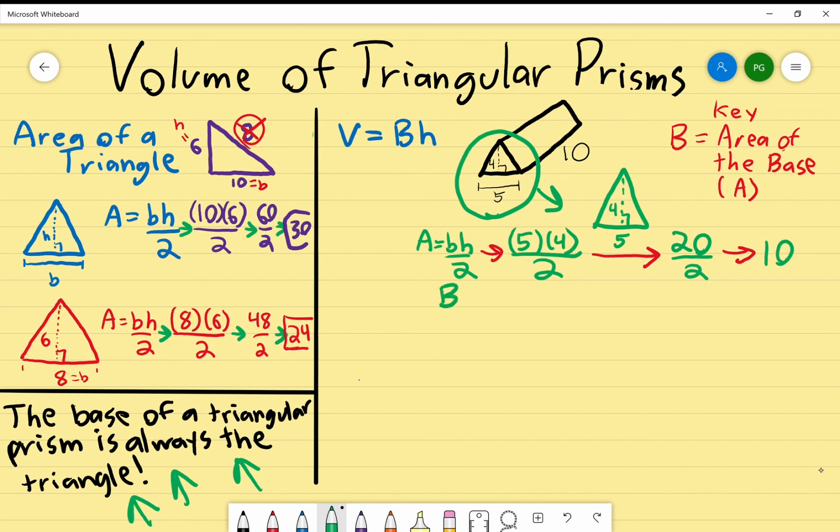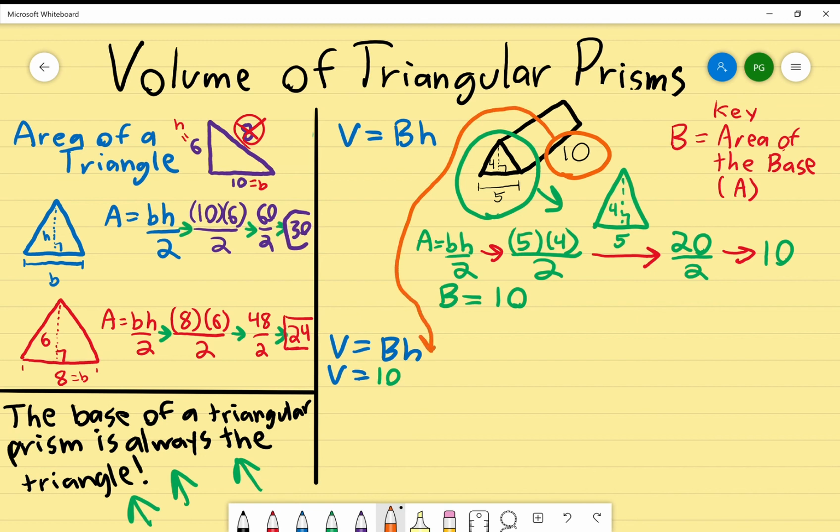Excellent. Remember, you're not done yet, though. You just found that your capital B, the area of your triangle, the area of your base, is 10. Now you need to go back to that formula. Volume equals base, uppercase B, times height. You plug in 10 for the base, and now you need to find out what your h is. Your h is the number that's left over, the 10. So this one's going to be super easy. It's going to be 10 times 10. Volume equals 10 times 10, or 100. Boom, you're done.